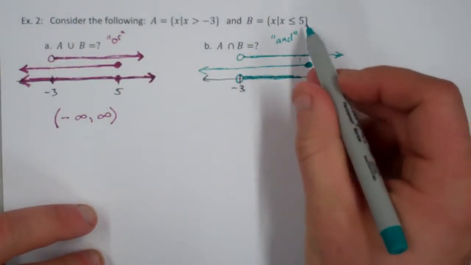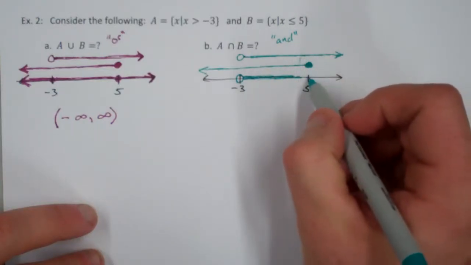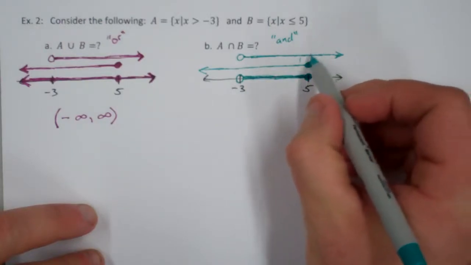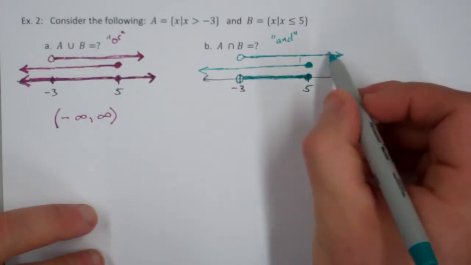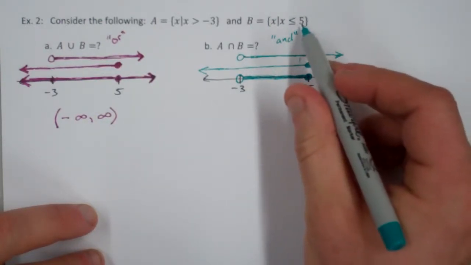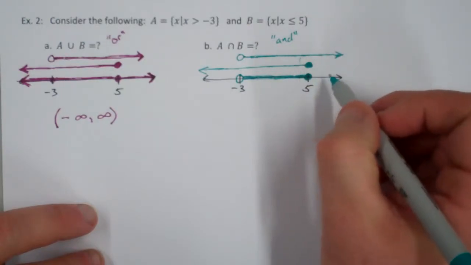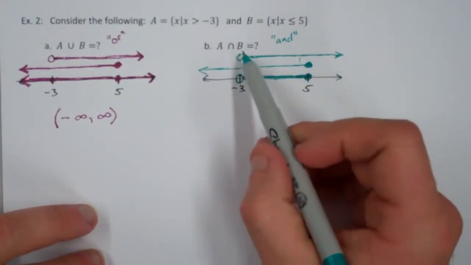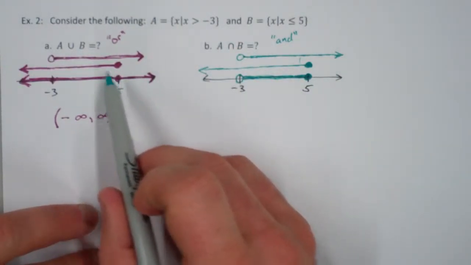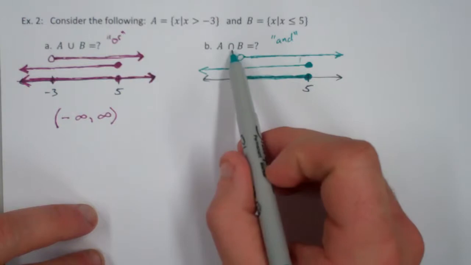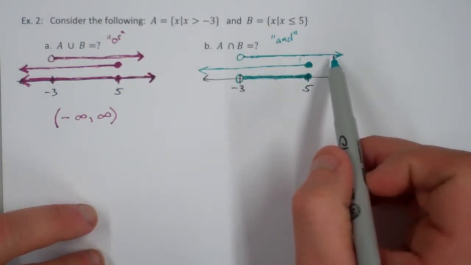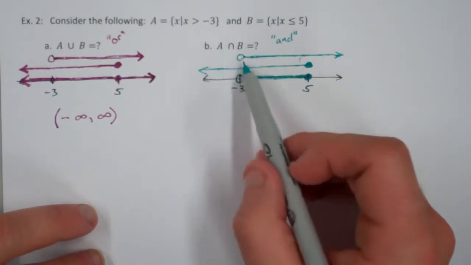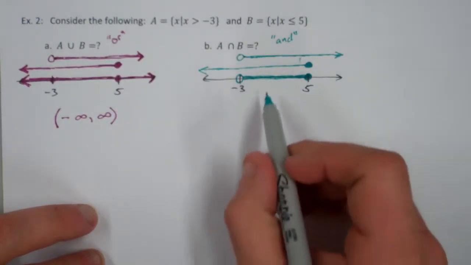Here 5 is included in the second one and also in the first one, so we need to draw a filled circle here. This piece only exists for x is greater than -3 and not for this one. So numbers out here like 7. 7 is not less than or equal to 5, so we don't want to include it. Here we totally did, because this was a union. Here we do not include values that only work for one piece, because it's an intersection, or what works for both.